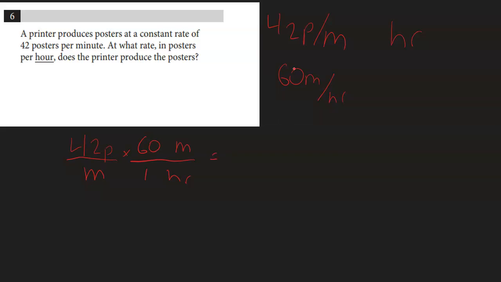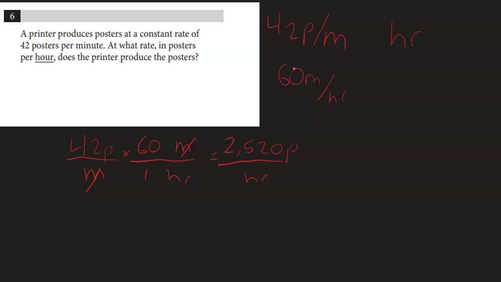So 42 times 60 would be 2,520 posters. Remember, these minutes would cancel out in 1 hour, and that's how you would find the answer.